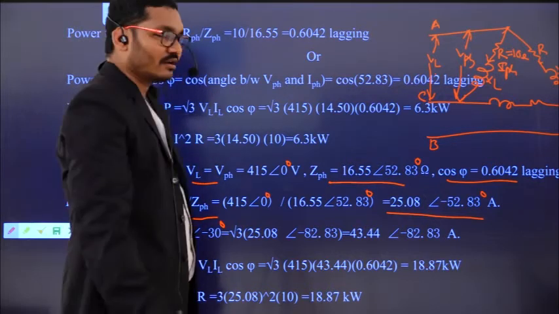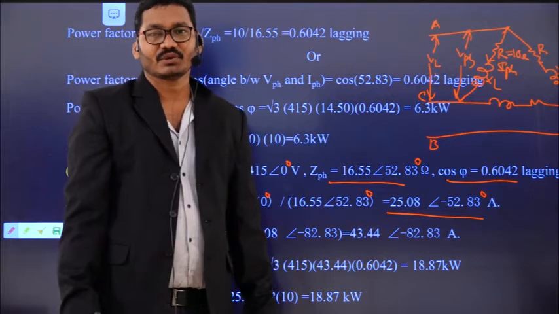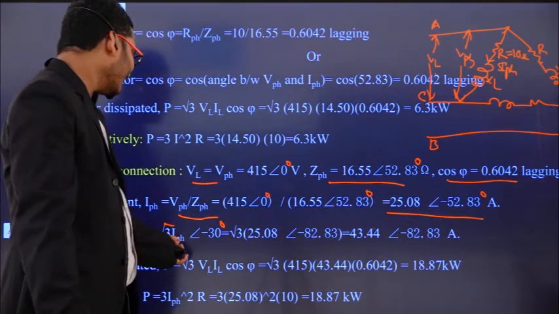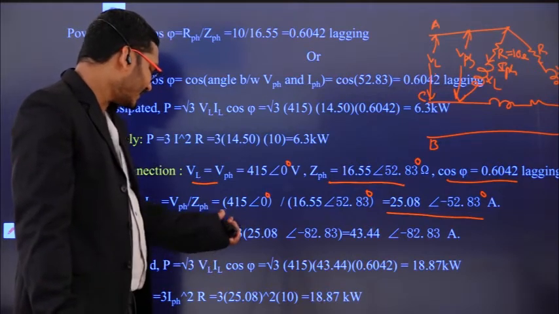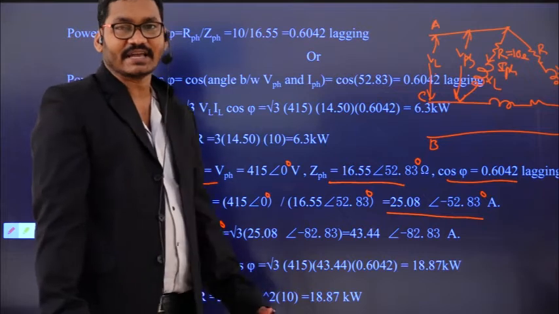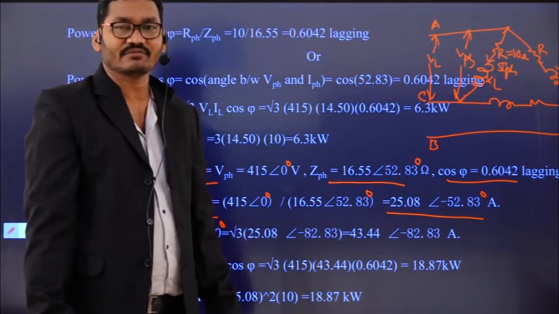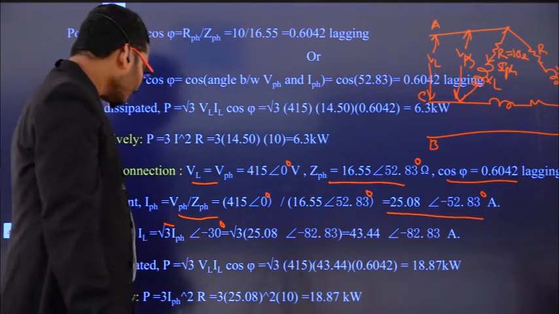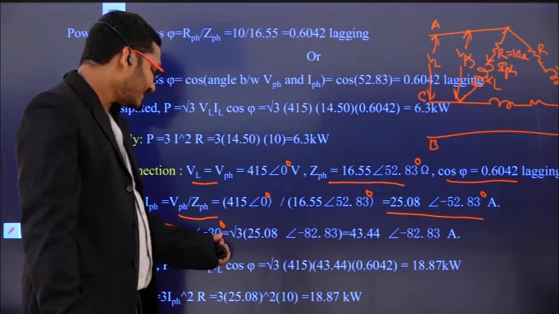When finding power dissipation type problems, you do not need to take angles directly; you can go with magnitudes. It means you can directly take IL equals root 3 into I phase. You don't need to consider the angle. Some textbooks may consider the angles, but most textbooks will not when finding power dissipation. So IL equals root 3 into I phase at an angle minus 30 degrees.